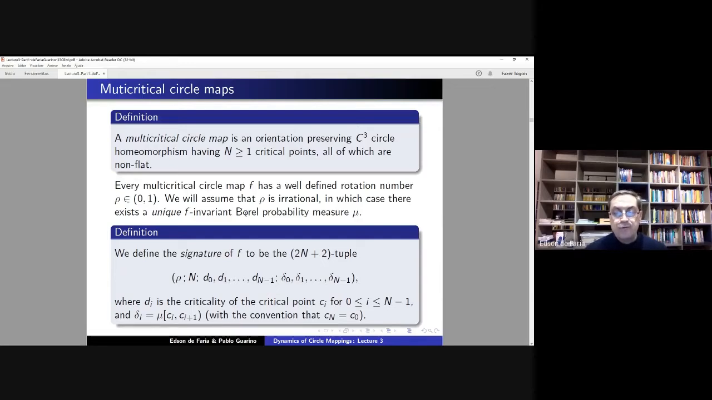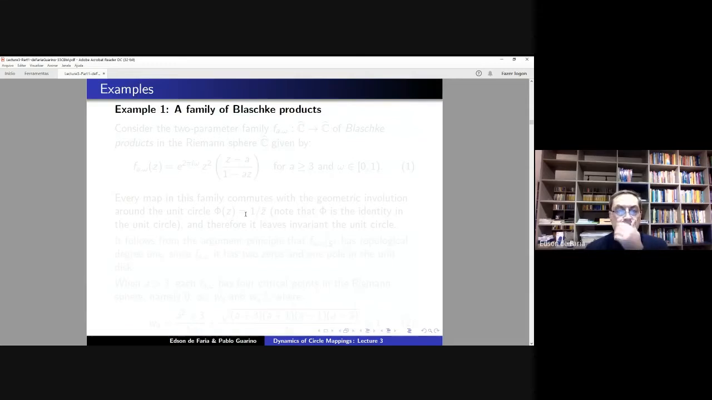So in total, you have 2n+2 numbers, where n is the number of critical points. But actually, only 2n+1 such numbers are really independent, because the sum of the deltas has to be equal to the measure of the full circle, which is 1. So the sum of the deltas is 1, so there is a relation there. But the rest of the information is really more or less arbitrary. It's really arbitrary. So here are some examples.